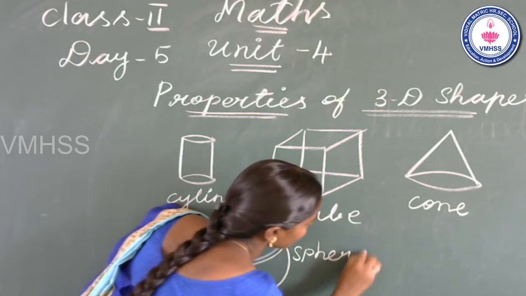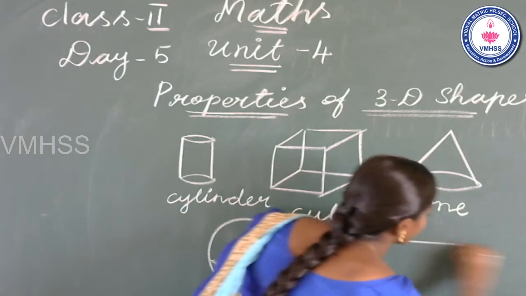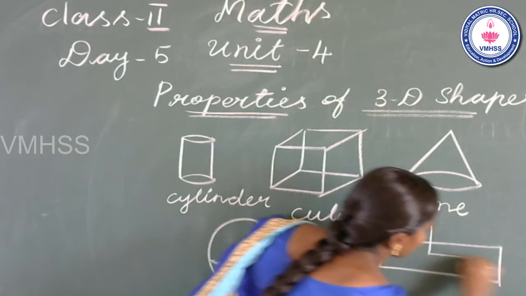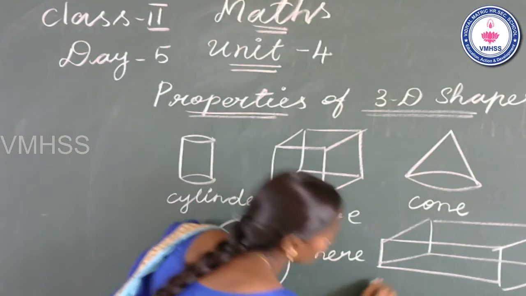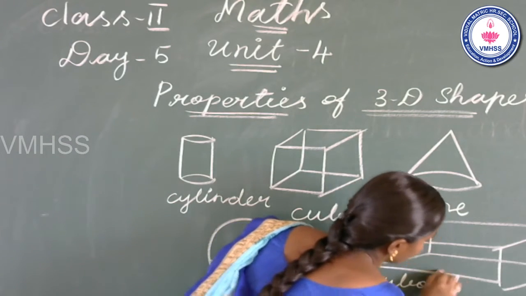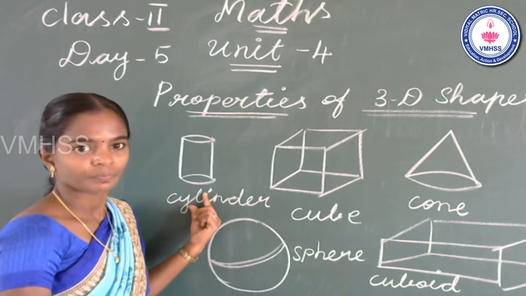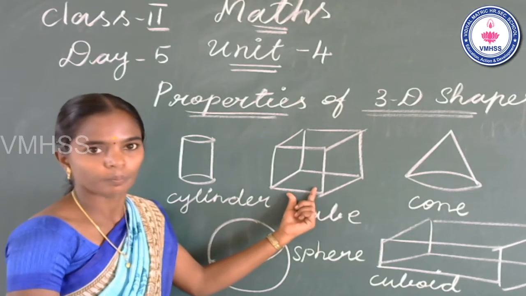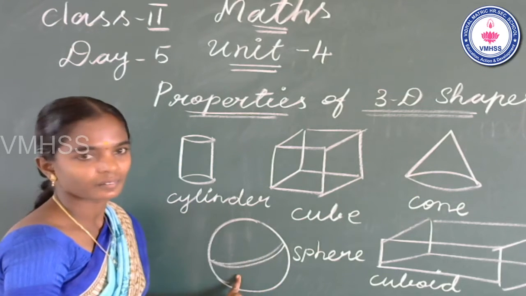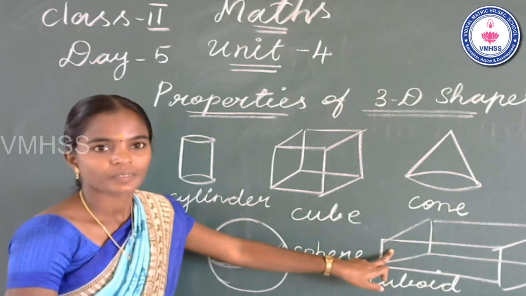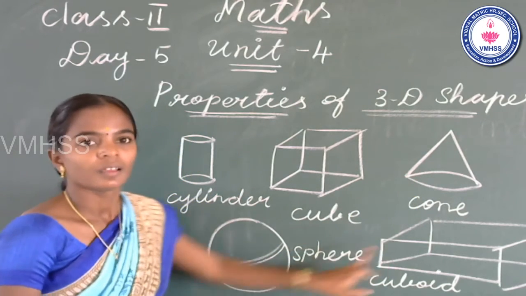S-P-H-E-R-E. So sphere. Okay. Next one, children listen. So this shape is cuboid. Okay, so this shape name is cuboid. Did you understand now, children? This shape cylinder. Next, this one cube. This one cone. Next, this sphere. Next, cuboid. So cylinder, cube, cone, sphere, cuboid.